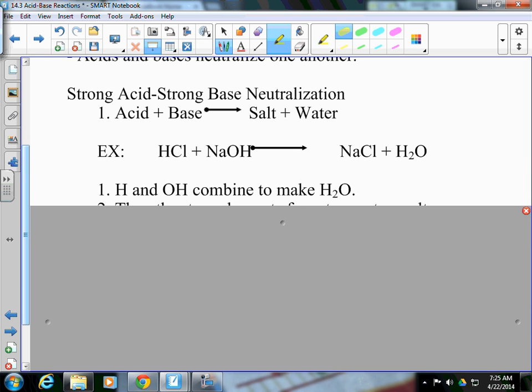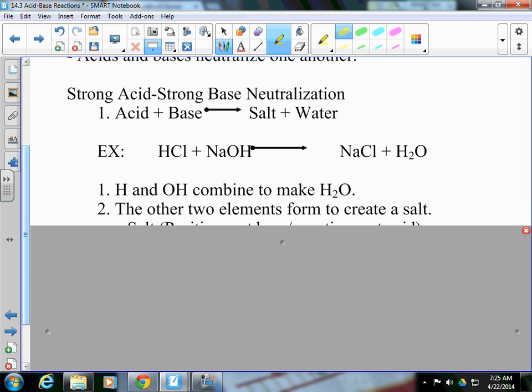So, the general rule is when you have to predict acid-base reactions, what you have happening is a double replacement reaction. First things first, your H and your OH combine to make H2O. Your other two elements, or ions, form to create salt.